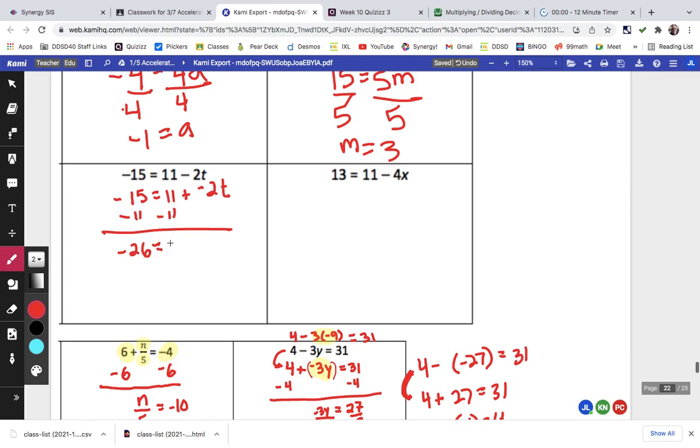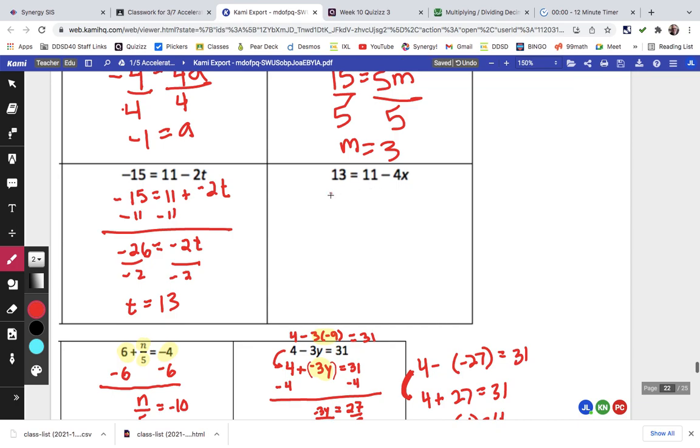And 11 minus 11 is 0, so this is negative 2t. So we're going to now divide by negative 2. And I like to put the variable on the left at the end. t is equal to negative 26 divided by negative 2. That's 13.